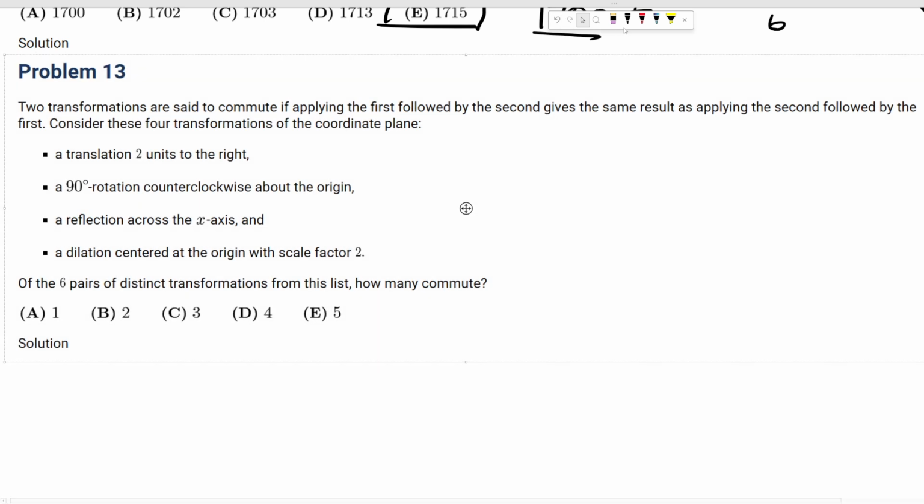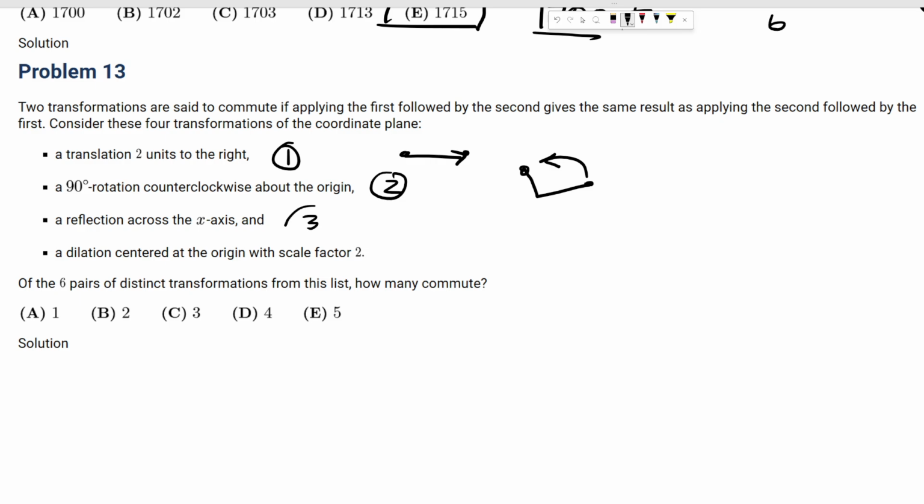All right, so this is a problem about transformations. Commuting means we can do them in either order and we'll get the same thing all the time. So let's call this one transformation 1, which is a translation 2 units to the right. We'll call this one transformation 2, which is a 90-degree rotation clockwise about the origin. We'll call this one transformation 3, a reflection across the x-axis.